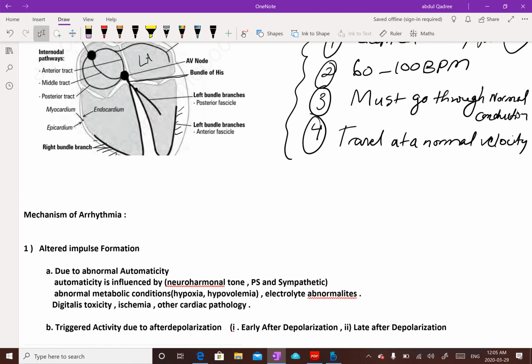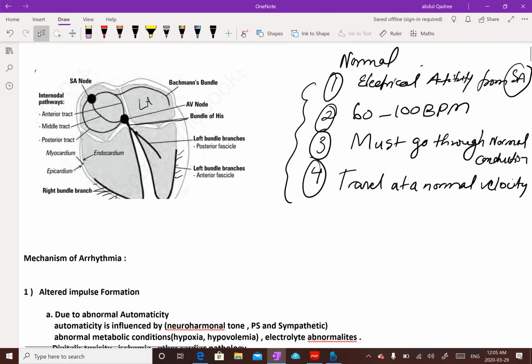How does the arrhythmia usually occur? Okay, let me just tell you guys, ladies and gentlemen, let's say the heart has electrical activity, right? It must generate its own electrical activity, and it must send it through different circuits, like the pacemakers. For example, the SA node is supposed to send it to the conduction system in the AV node and then the bundle of His. So in order for an arrhythmia, how does it occur?